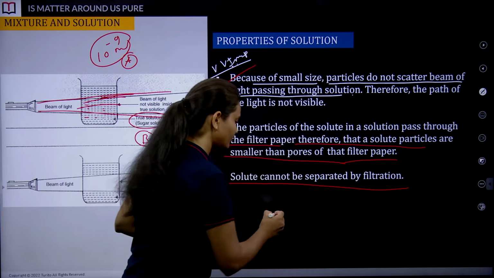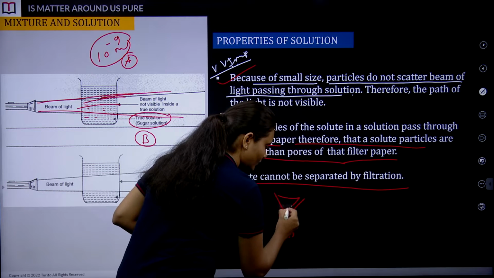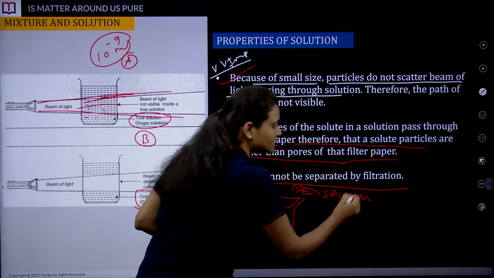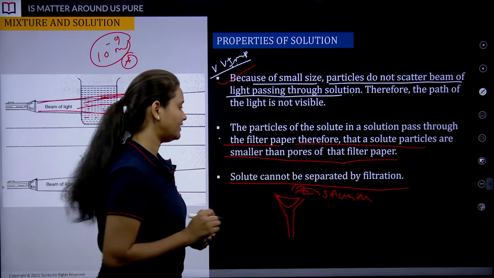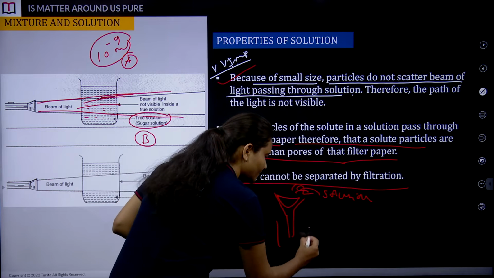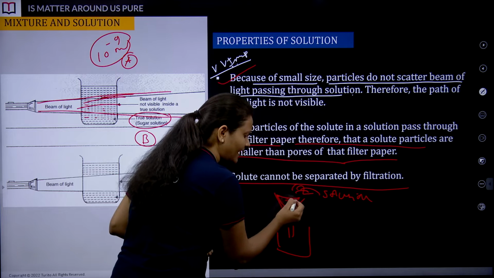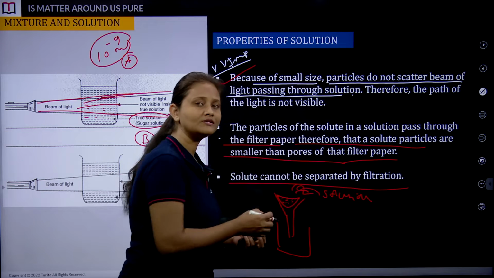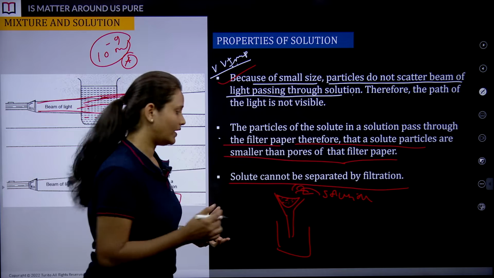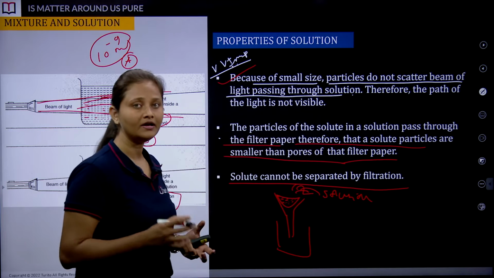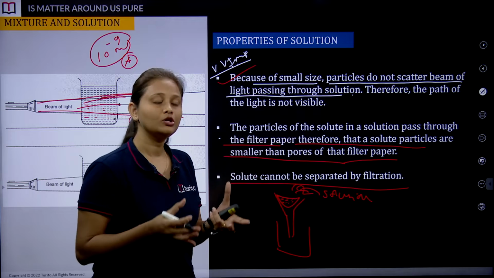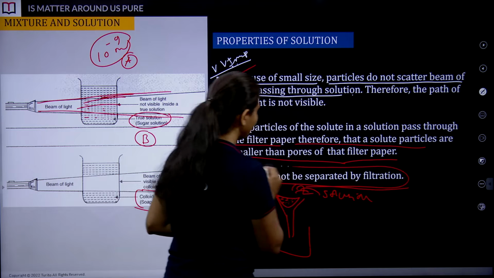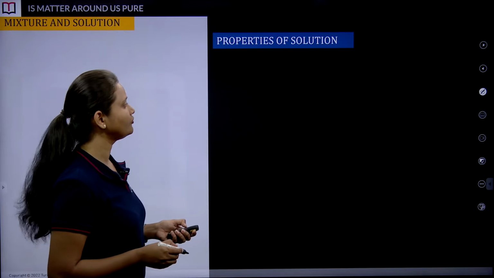Suppose this is a funnel, correct, in which you are going to add a filter paper, and to this you are going to add a solution, that is a true solution, which has particle size smaller than 10 raised to minus 9 meter. If you pour such a solution, what do you observe? The size of the particle is so small that no particles are collected, because the pore size of the filter is larger than the size of the solute. We cannot collect those solute particles present in the solution. That's why solute cannot be separated by filtration. That's the next property of true solution.